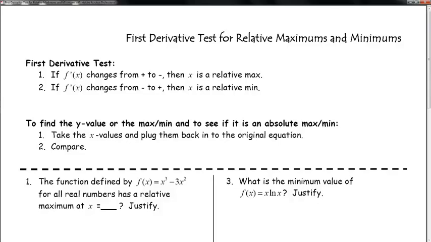Alright, now we're going to finish up the first derivative. This is called the first derivative test, relative mins and maxes. And we've kind of already talked about this a little bit. First derivative test: if f prime changes from positive to negative, meaning my slopes are going up, then down, a positive slope, then a negative slope, then we have a maximum. Vice versa, if f prime is going from negative to positive, that means my slopes are going down, negative slope, then up, positive slope, that means I have a minimum. Again, if you want to find the y value for the min and max, just plug your x back into the original equation.